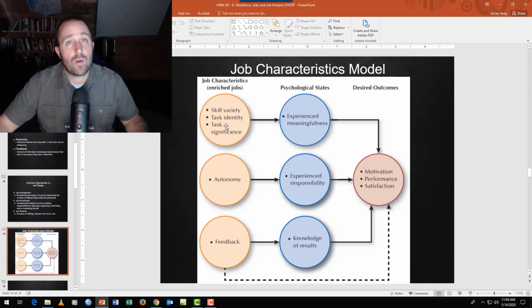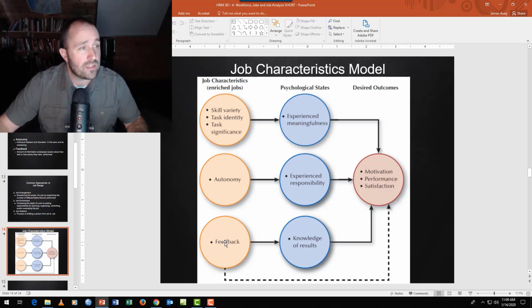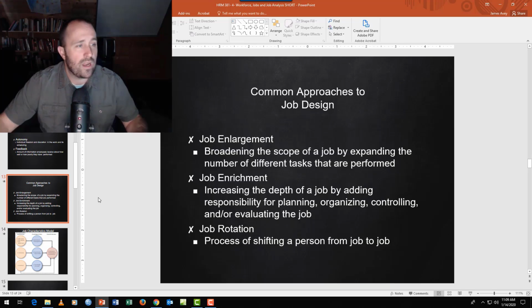But that would be a little bit of task significance. You're probably not going to affect autonomy or feedback with job rotation alone. So that's the simple one. It does matter. I've seen it change both turnover and performance. So that's one way to do it.